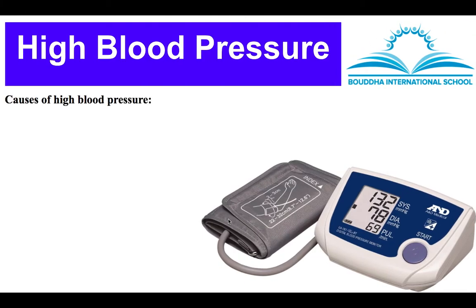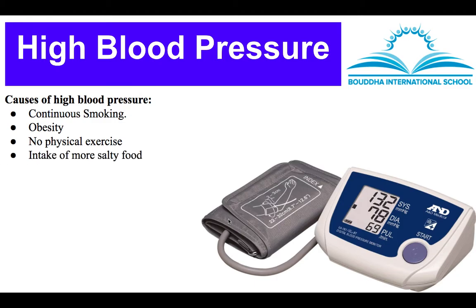High blood pressure. You have seen there are some people who have high blood pressure. What is the cause of high blood pressure? Let's learn it. First, continuous smoking. If somebody smokes continuously, then the person can have high blood pressure. Obesity: if a person is overweight, it can cause high blood pressure. No physical exercise can also cause it. Intake of more salty food can also cause high blood pressure. And more alcohol consumption can also cause high blood pressure.